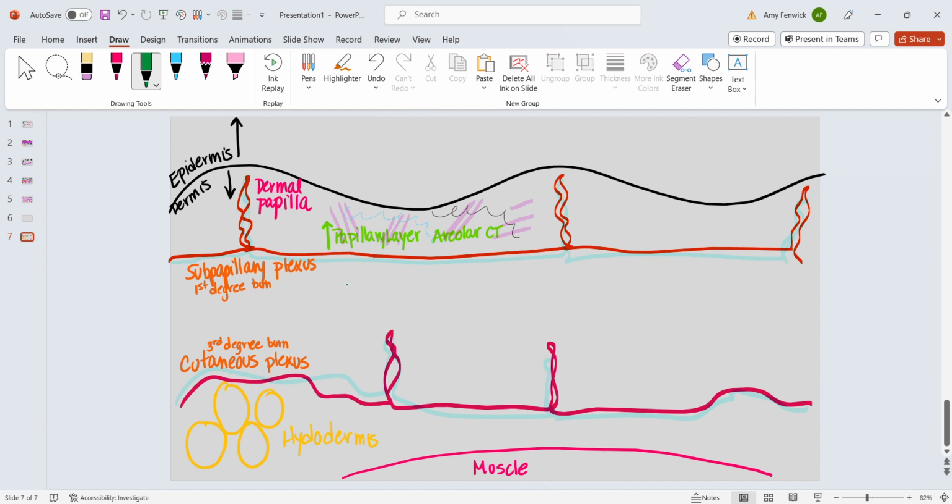Areolar. Deep to the subpapillary plexus, and between the cutaneous and subpapillary plexus, is called the reticular layer. And this takes up about 80% of your dermis. And the reticular layer is full of a connective tissue called dense irregular. Dense irregular is characterized by these collagen bundles, and they don't run parallel to each other. They're just arranged in a completely random configuration.